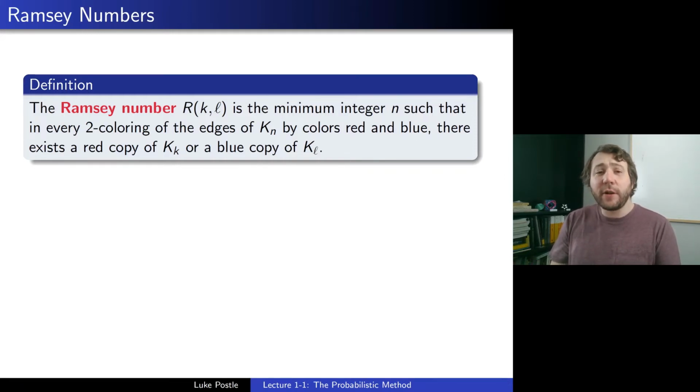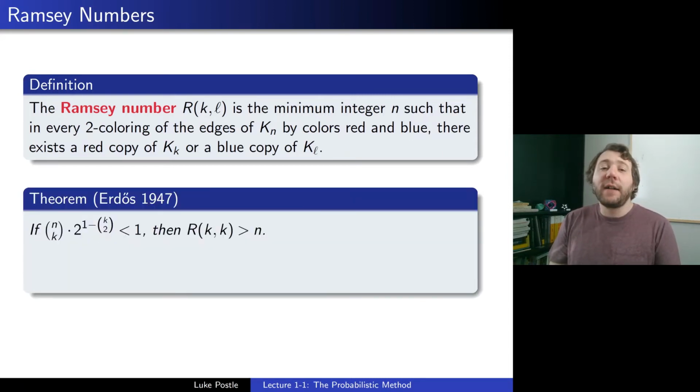And while there were upper bounds on that, in particular Ramsey was the first to prove that R(k,l) was finite, and therefore exists for all k and l, then there were upper bounds of around 4 to the k for Ramsey numbers, whereas Erdős in 1947 proved a lower bound, which is quite impressive. It says that if n choose k times 2 to the 1 minus k choose 2 is less than 1, then R(k,k) is greater than n.